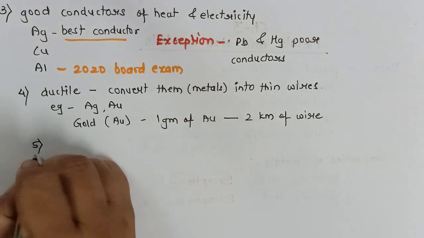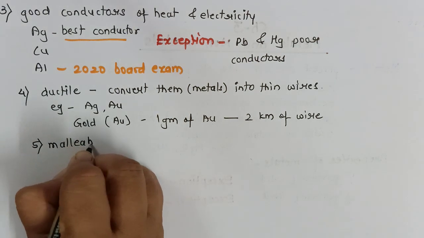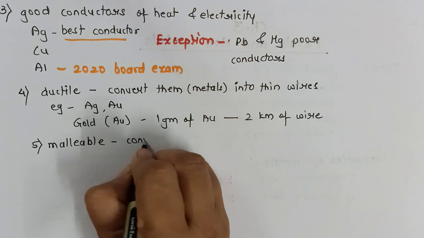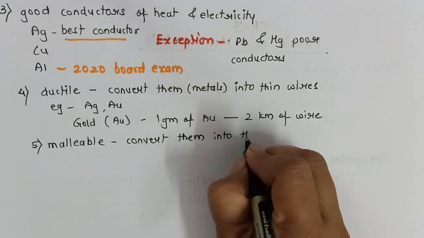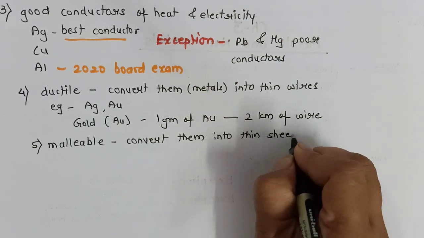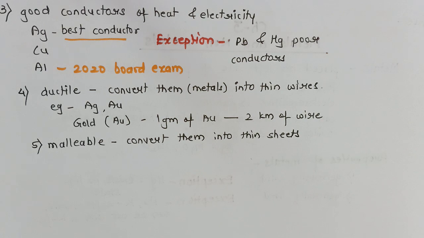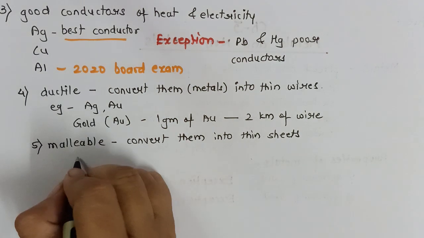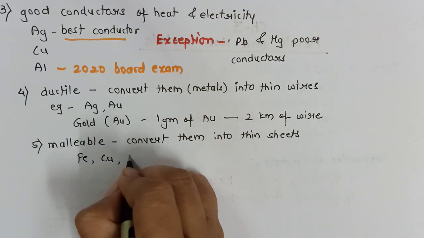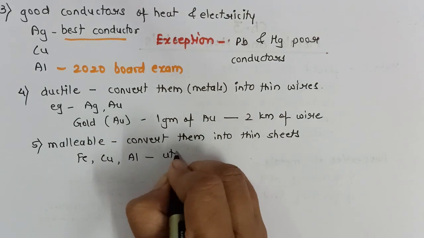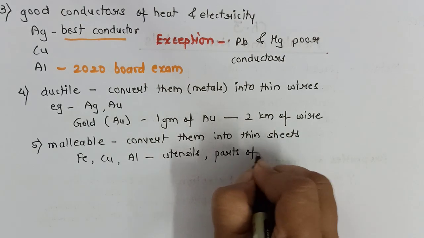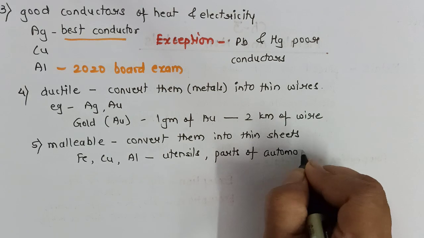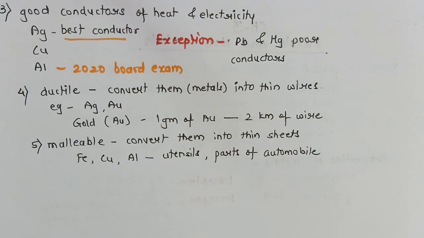The next is, all the metals are malleable. That means we can convert them into sheets, and therefore metals have plenty of uses. For example, iron, copper, and even aluminium are used for making utensils as well as parts of automobiles, because of their malleable nature.